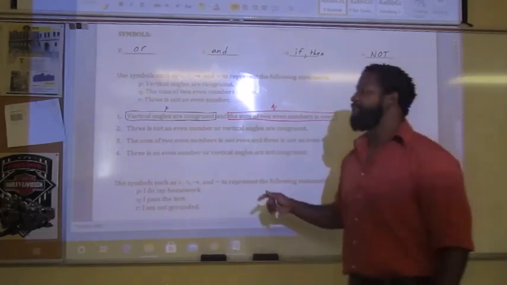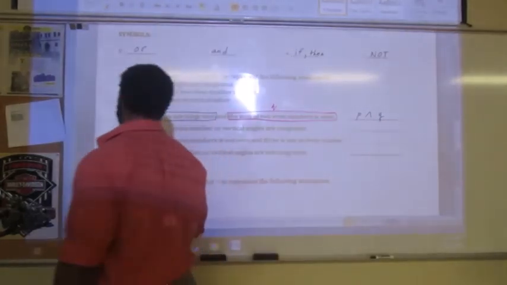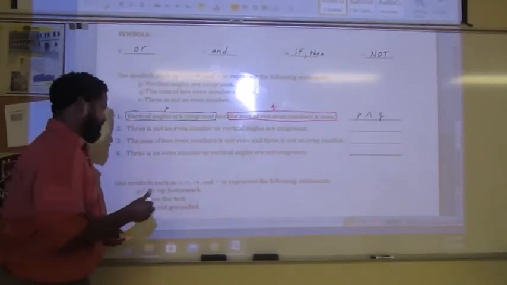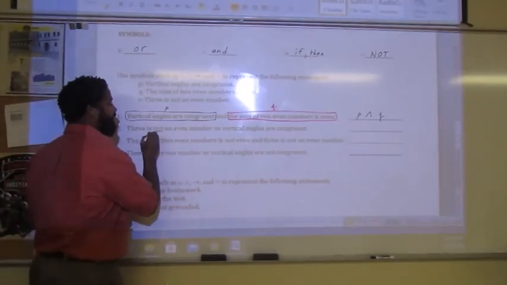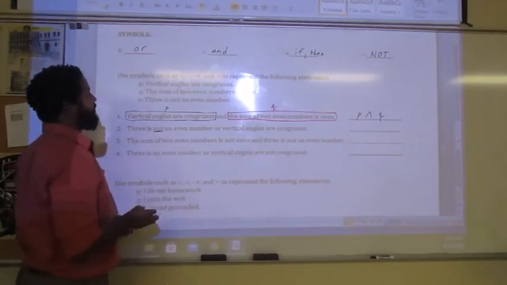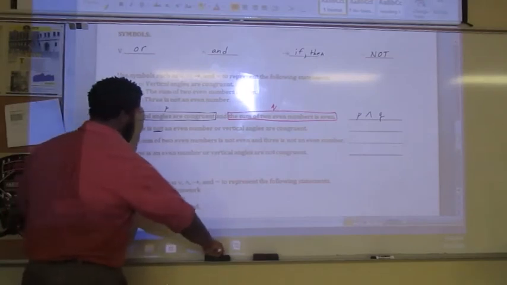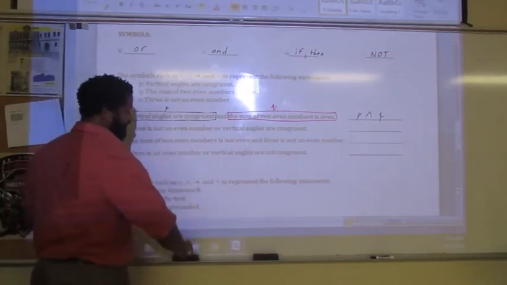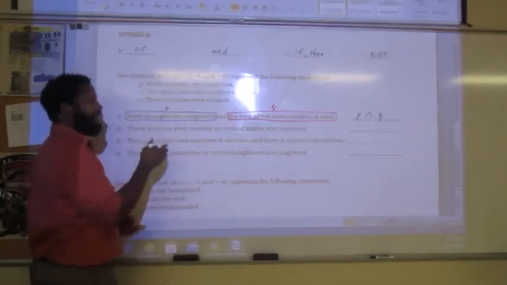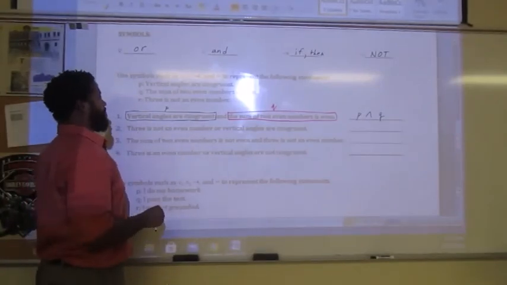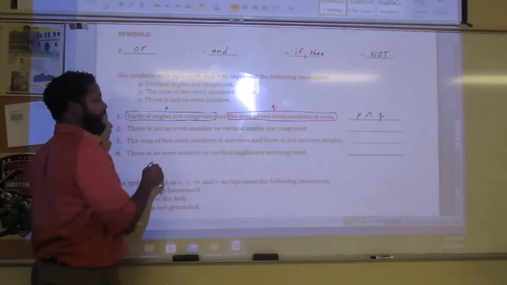So, look at number 2. Number 2 says 3 is not an even number. Well, the not is already in there, so you shouldn't have to put that there. I don't know why I underlined it. I'm sorry. 3 is not an even number. So what is that one? R.